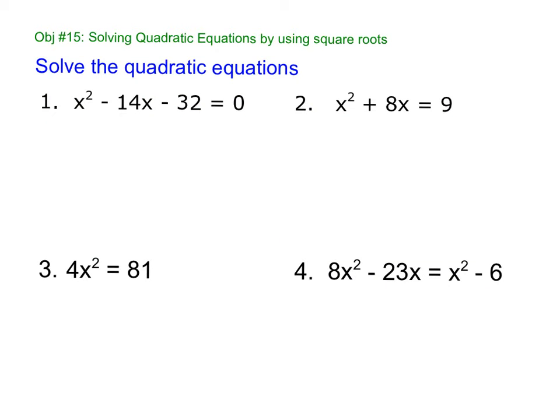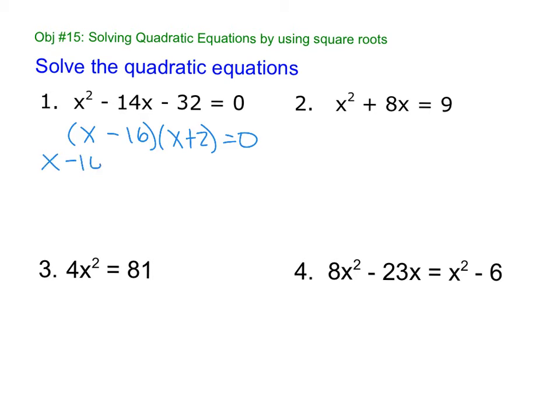Okay, so now a quick review of solving. Solve by factoring, what we've been working on for like a week and a half. So pause the video, do them on your own. All right, number 1, that's a multiply-combine. So we get x minus 16, x plus 2 equals 0.